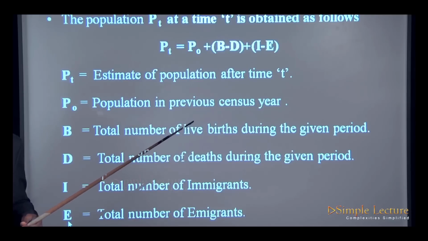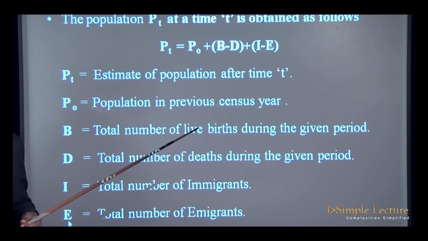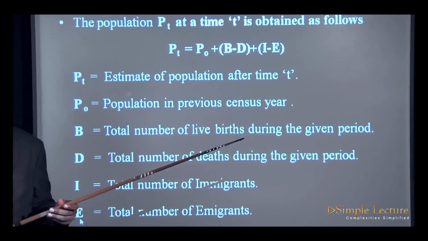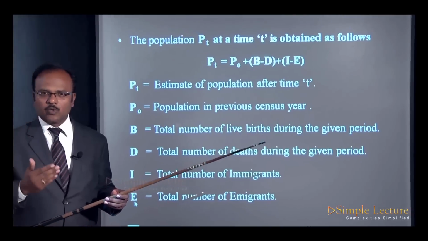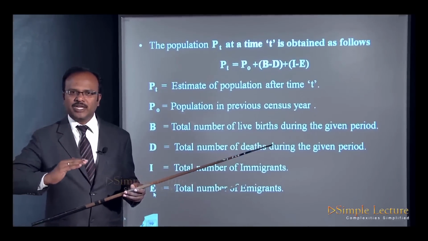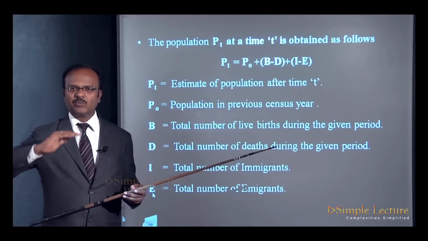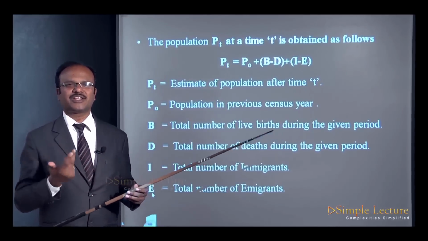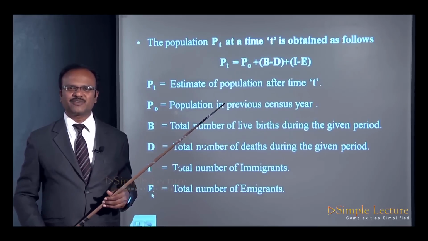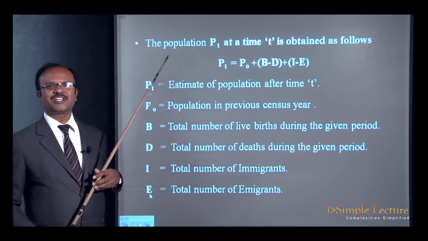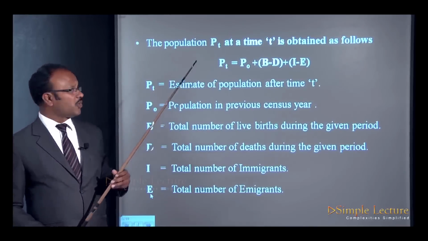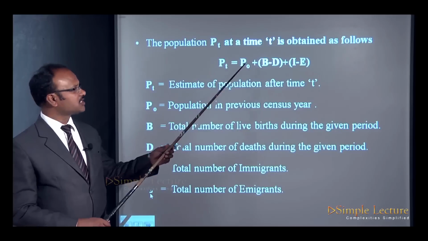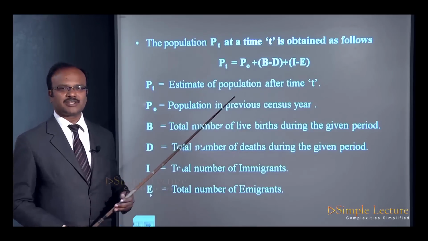What is the existing population in this particular year? It means what was the population in the previous year, how many were born, how many died, how many came to our country, how many went from our country to another country. If you calculate this, you are going to get the population at that particular point of time. That is what is mentioned in the form of a formula here. So population at a particular point of time is equal to P0 plus B minus D plus I minus E.